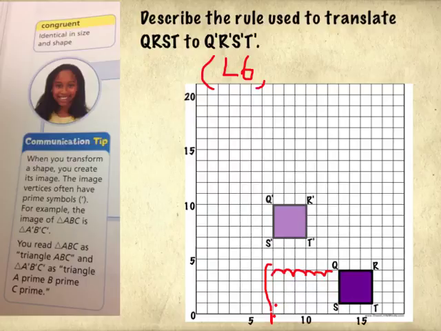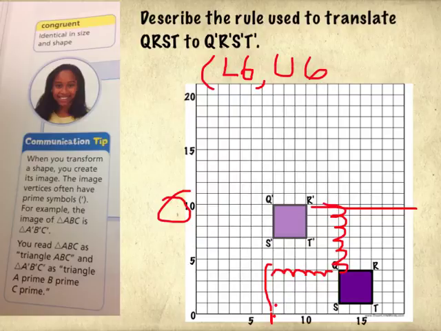Then moving up, I can see it moved to 10. So moving up to 10, which is this line here, is going to take me 1, 2, 3, 4, 5, 6. So it was left 6, up 6. I really only have to do one vertex because the other ones are going to move the same way. So that saves me a lot of time.